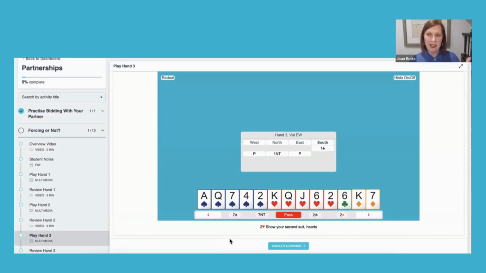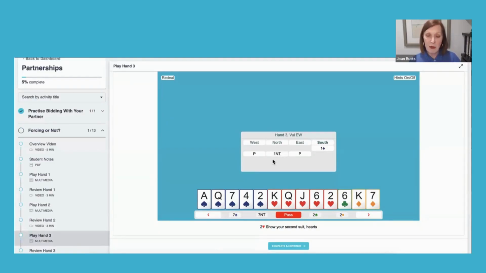That means they've got 6 to 9, maybe 6 to 10 points, and they deny a spade fit. They won't have 3 spades. In most cases, they'll have 2 spades or even 1 spade. And this 1 no trump response doesn't need to be a balanced hand, funnily enough.